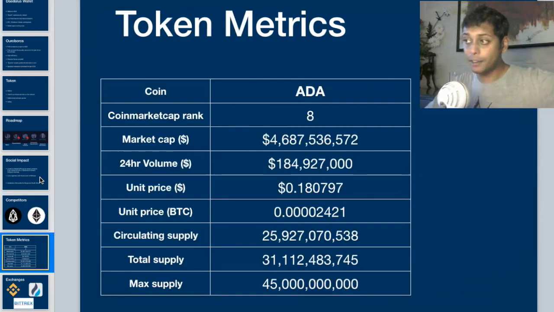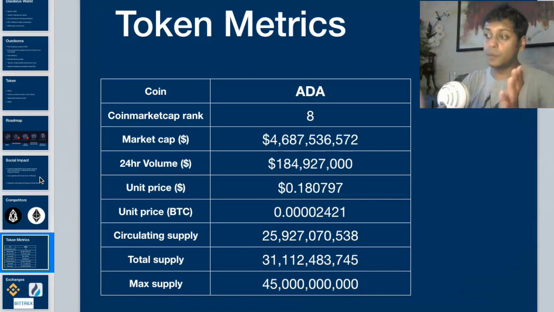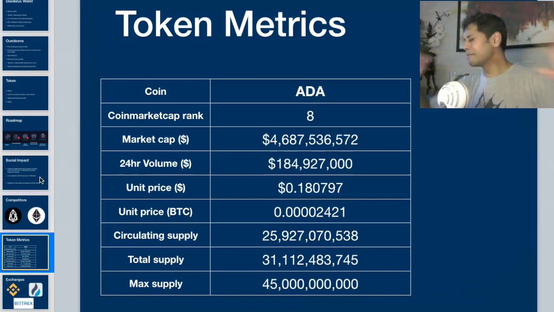Let's look at the metrics. I won't read out all this information over here. You can always check up CoinMarketCap, link in the description. But as of the 18th of July 2018, these are the numbers. There is a potential bull run incoming. We have seen a lot of upward price movement. So I do hope that all these numbers will be completely obsolete even within the next few days.